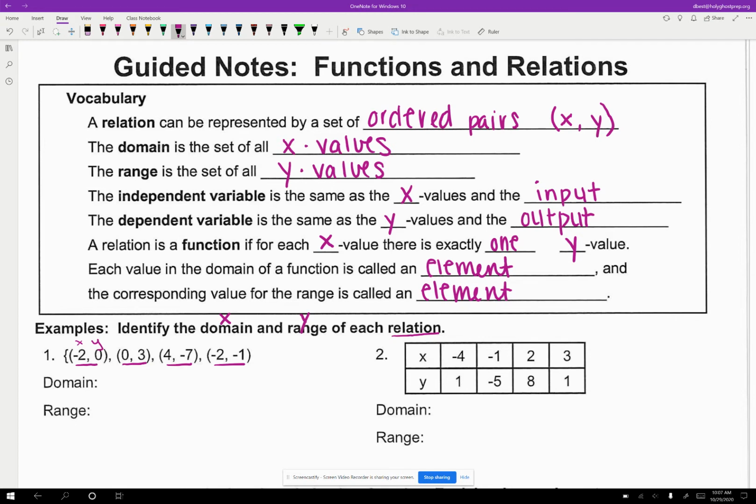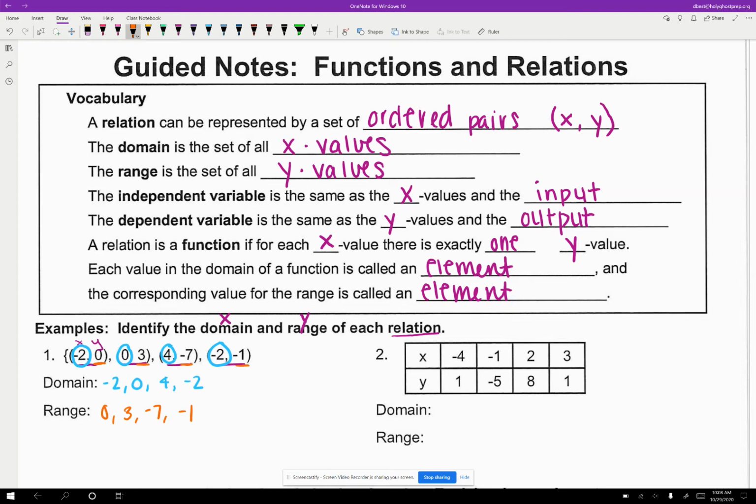So domain, all we have to do is list all the x values. So my domain would be -2, 0, 4, and -2. And my range is all my y values, 0, 3, -7, and -1. And that's all it is. It's just a list of numbers.